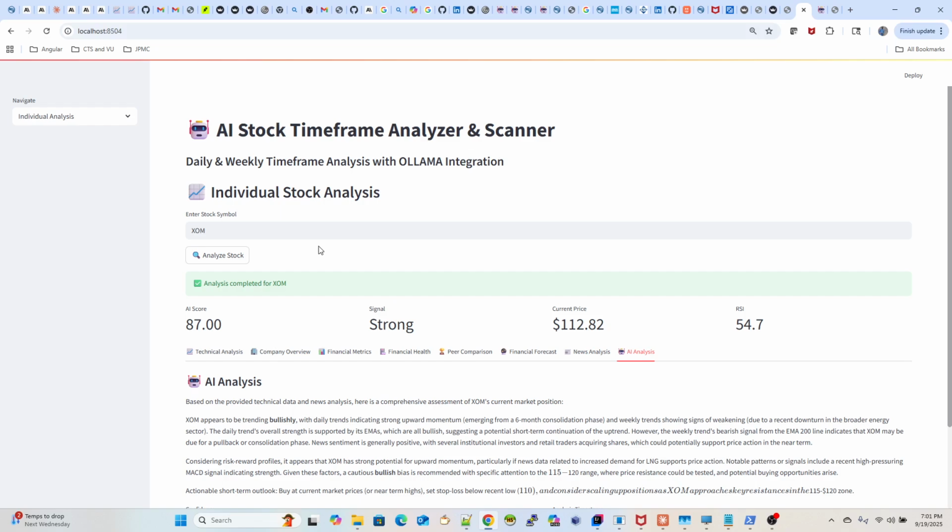Basically, what it does is initially apply some technical analysis, then use the financial data, and it also collects the news from different data sources. Then it combines all this data and feeds it to the AI model, Ollama. Then Ollama gives you the comprehensive analysis.